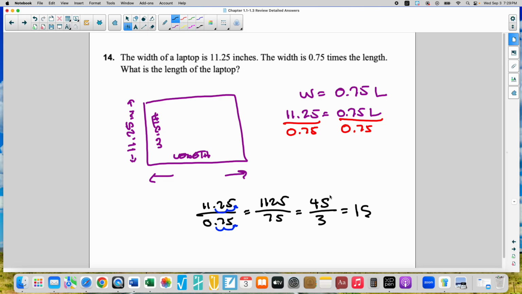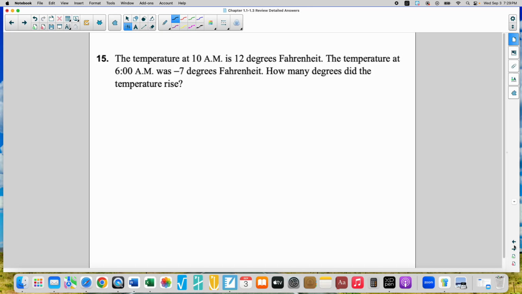This is for L. L equals, so the length is 15. Let's look at the unit. Inches. Good. That's a little bit faster. Okay, I like that. That was much better, and we like that.